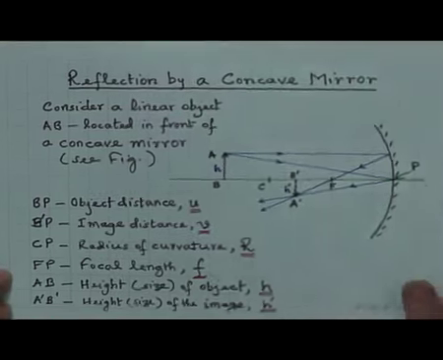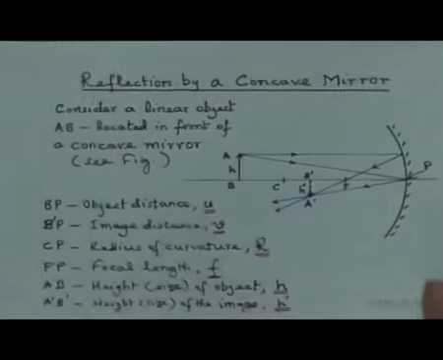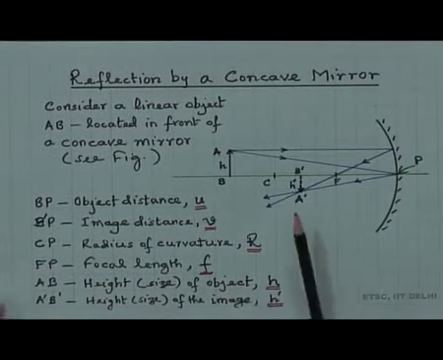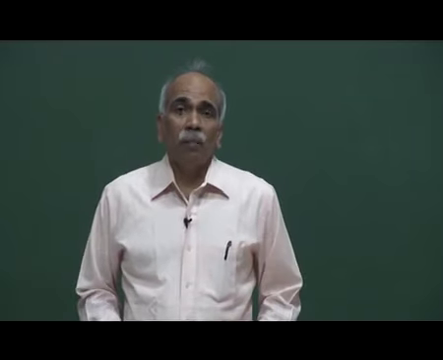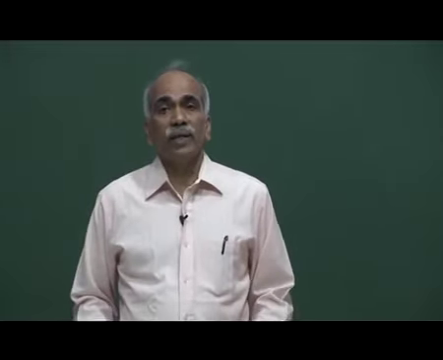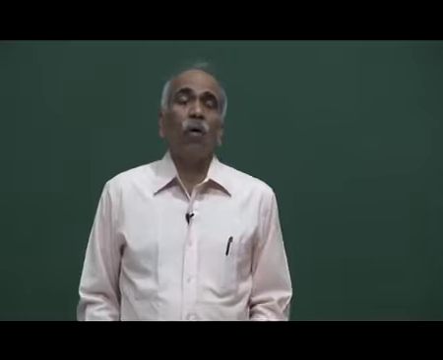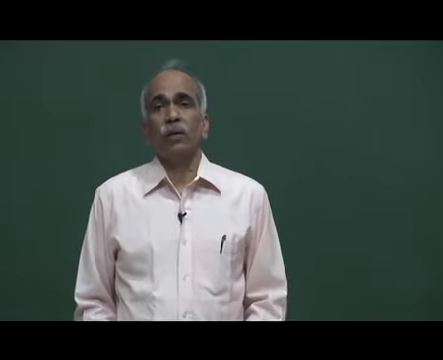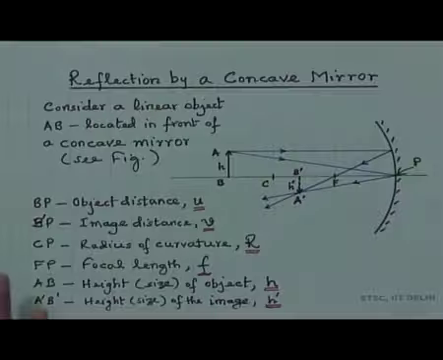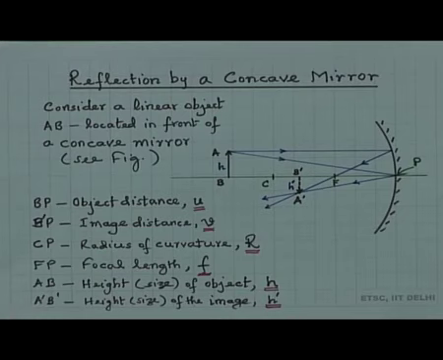Before we discuss the formation of the image, a very important point to remember is to follow the sign convention. We have to follow a sign convention so that the formula that we will be deriving subsequently will be applicable for all cases. By all cases, I mean whether it is a concave mirror or a convex mirror, whether the object is in front of the mirror at a certain location or another location, the formula will remain the same. The formula for the magnification will also remain the same. That is why we have to follow this sign convention.